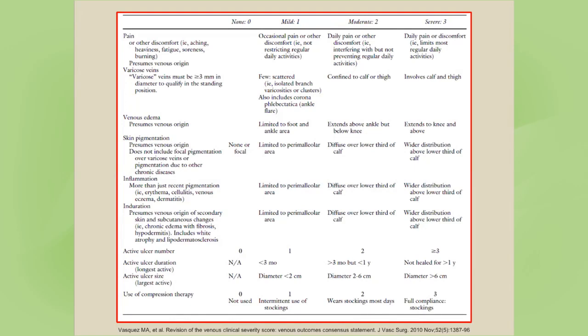And this is the VCSS, and you notice there are 10 variables on the left-hand side, and they are graded from 0 all the way to 3 for none, mild, moderate, and severe form of the variable.